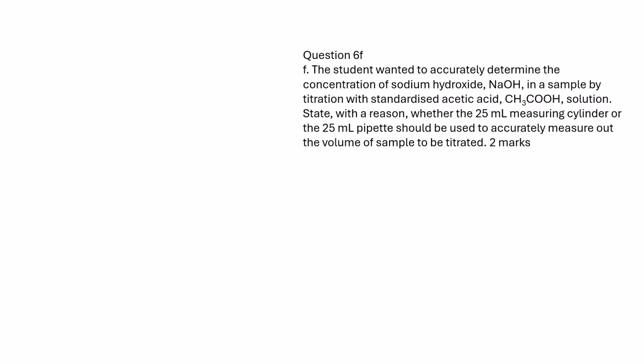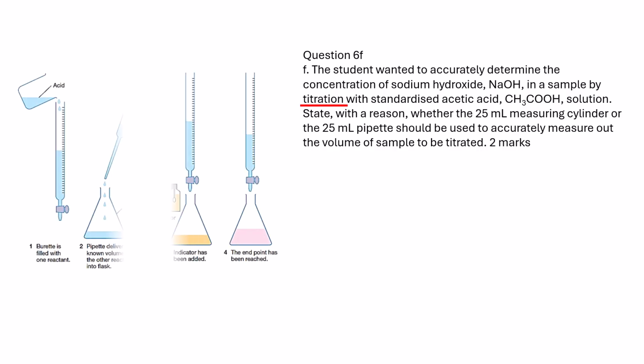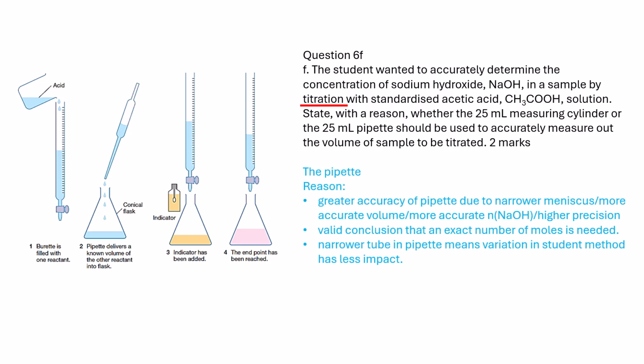To measure the concentration of sodium hydroxide with titration, we should use a pipette to transfer the sample because a pipette has greater accuracy due to a narrower meniscus than a measuring cylinder. The pipette and burette are standard instruments for titration.